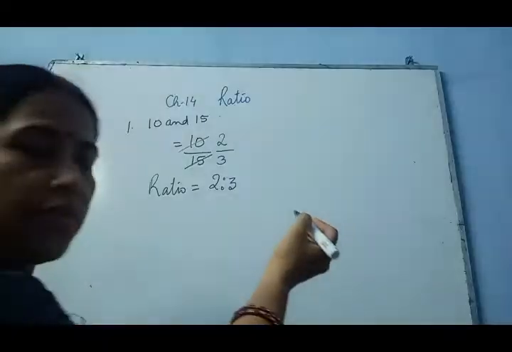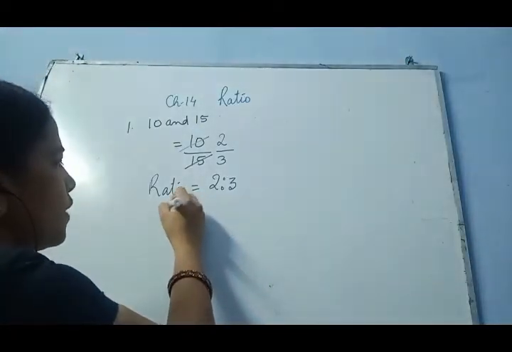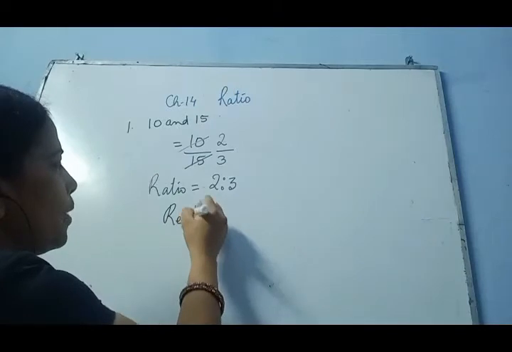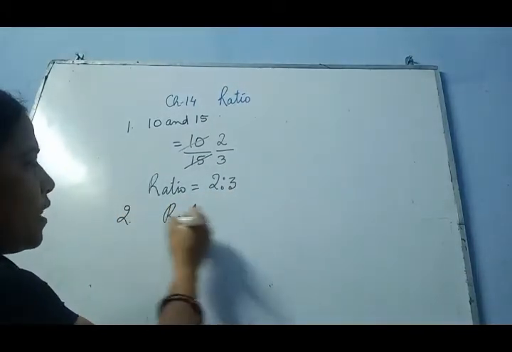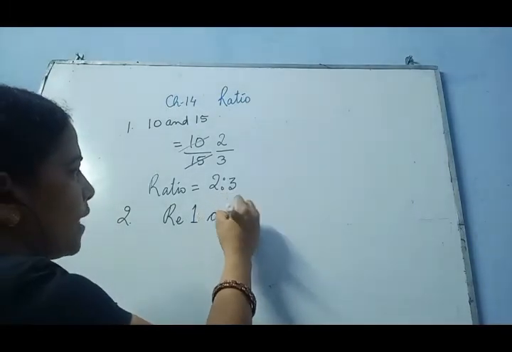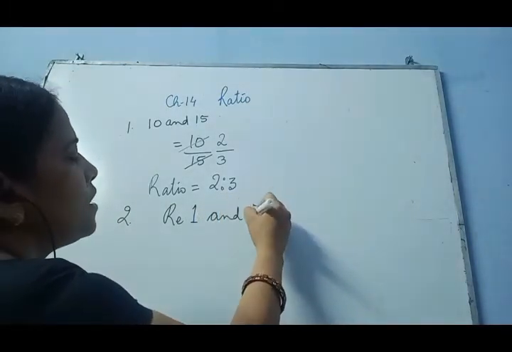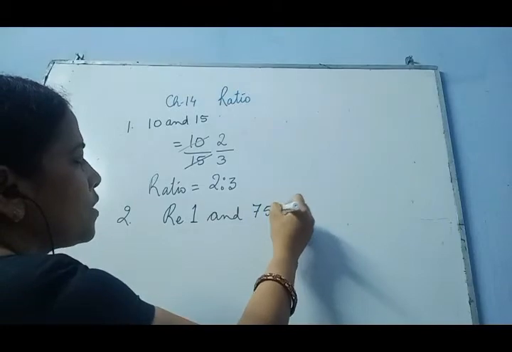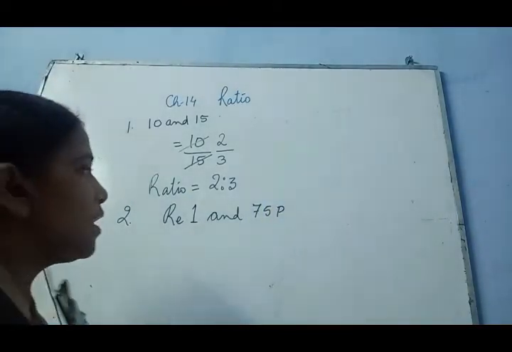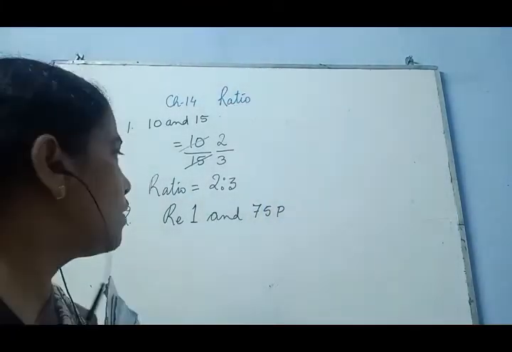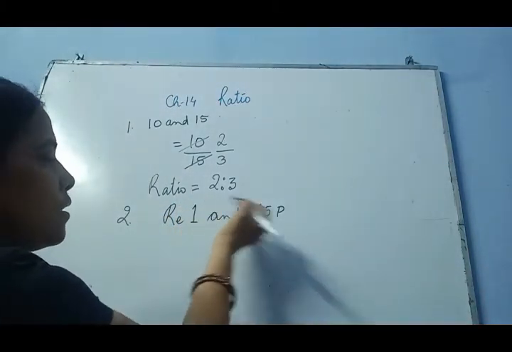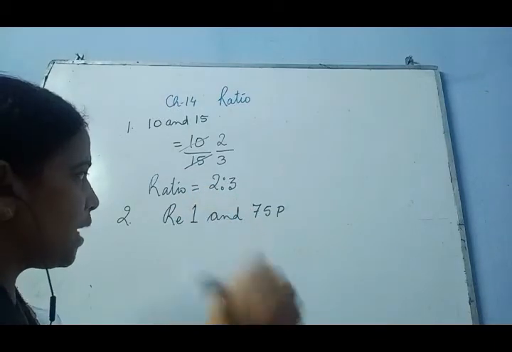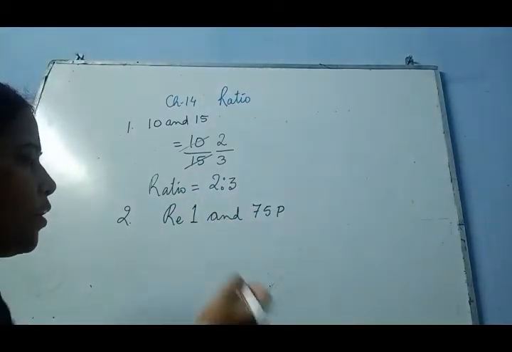We have two quantities. The first one is, suppose, rupee 1, and you have to find the ratio of rupee 1 and 75 paise. For this, what do we have to do? We will have to convert both into the same unit.